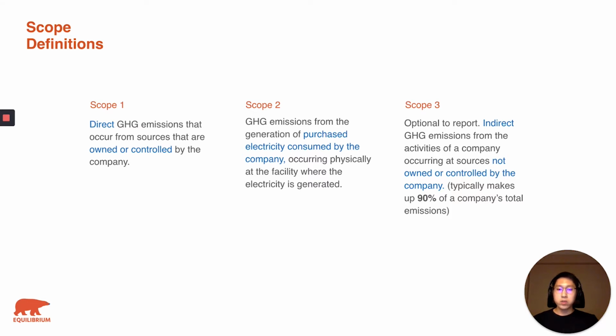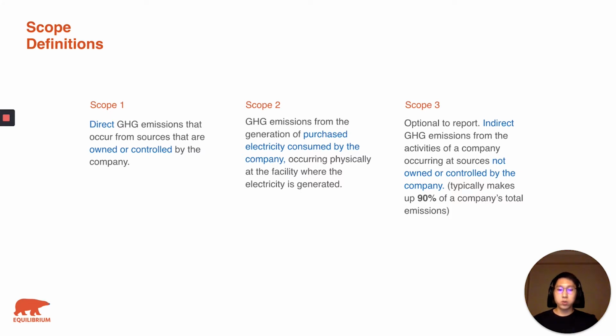Next, I want to introduce the three scopes of emissions determined by the Greenhouse Gas Protocol to help companies account for their greenhouse gas emissions. Scope 1 deals with the direct greenhouse gas emissions that occur from sources owned or controlled by the company. Owned or controlled being the imperative phrase here.